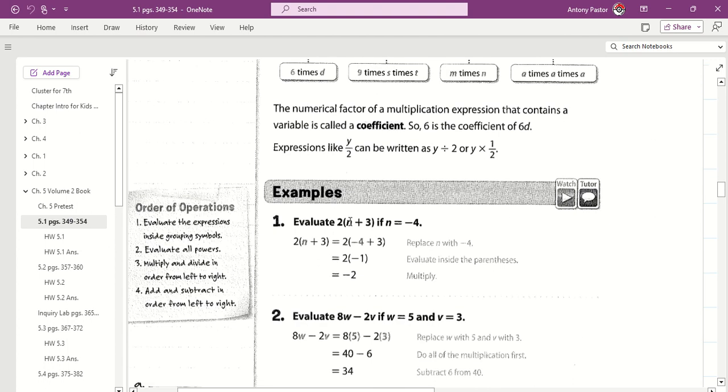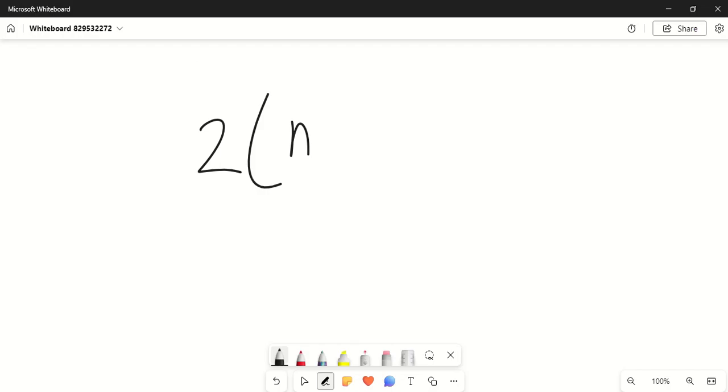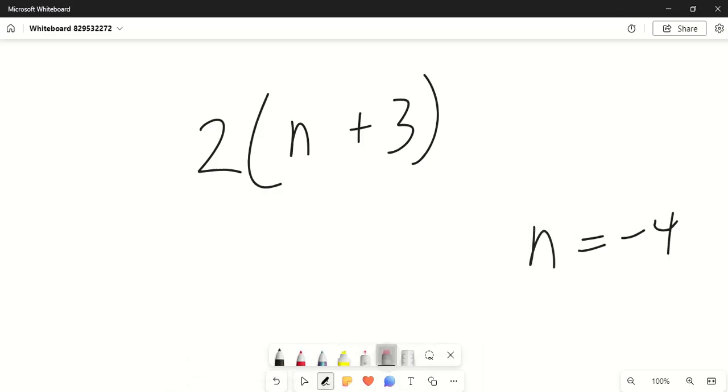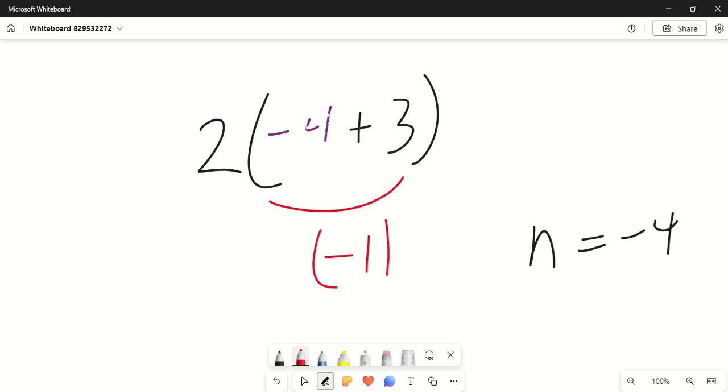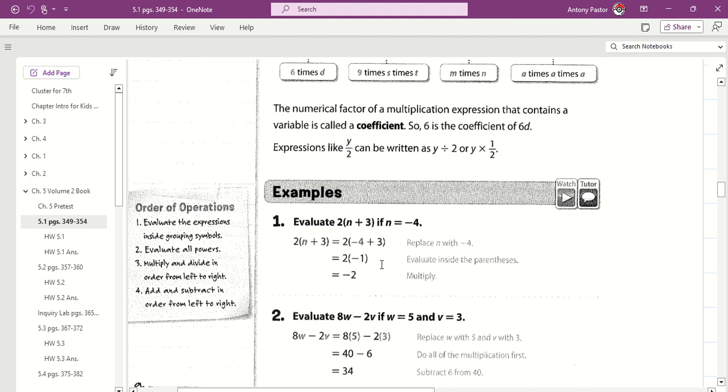Evaluate 2 times n plus 3 if n equals -4. So this is 2 times n plus 3 if n equals -4, if I remember that correctly. So we are just going to plug in -4 for n. I'm going to use a different color. We would do it in parentheses first, which would mean -1. And 2 times -1 would make -2. And my answer would be -2. There we go. And if we look at our answer, it is -2.